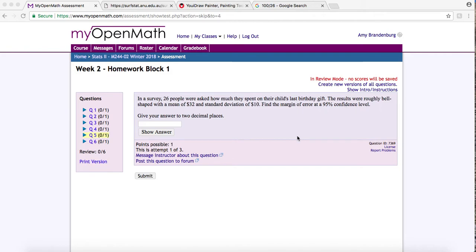Now, the wording on this, because they use standard deviation here, you think, oh, they gave me the standard deviation of the population. But if you're careful and you reread it, it says the results were roughly bell-shaped, the results have a mean of $32, and the results have the standard deviation of $10. So this standard deviation that they gave us is the standard deviation of the sample. So this is our S and not our sigma. So we've been given S and not sigma.